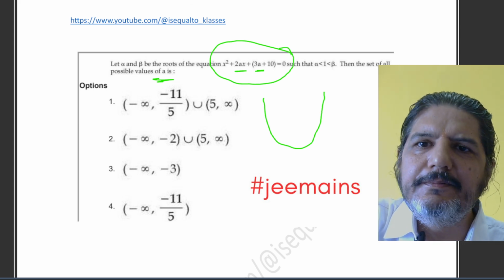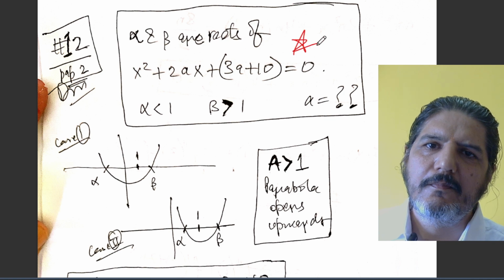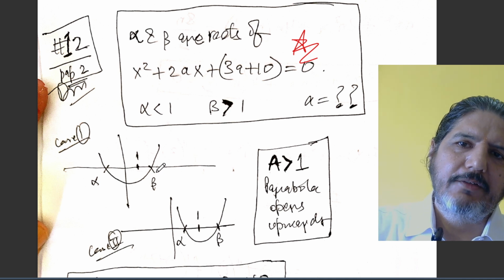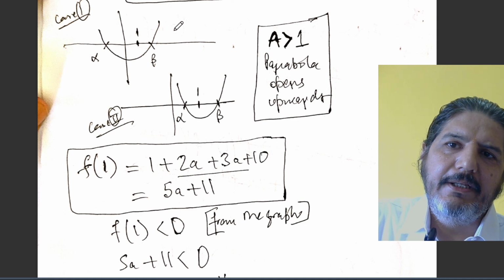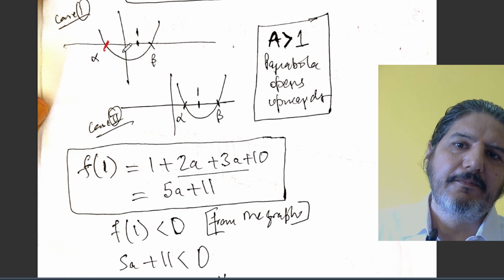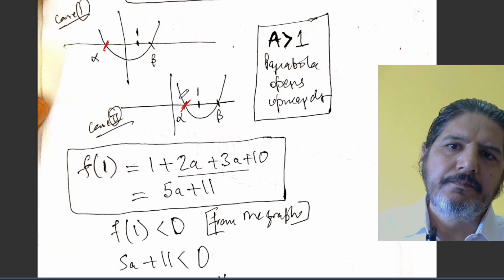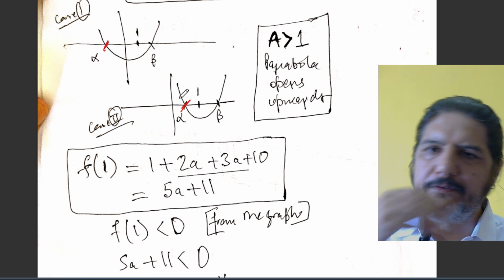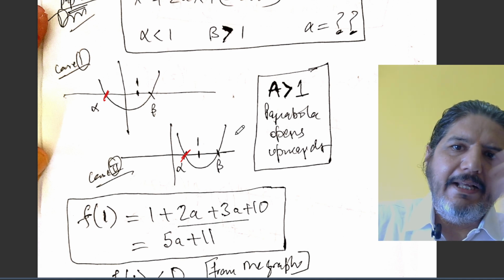So let's look at the solution. This is all that is given to me. This is what I was saying, that alpha is less than 1 and beta is greater than 1. So we can have a situation like this where alpha can be negative, in which case alpha would be on this side, and if alpha is positive, it can lie somewhere between 0 and 1. These are the two situations we have, with this parabola. So 1 lies between alpha and beta.